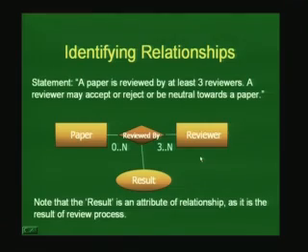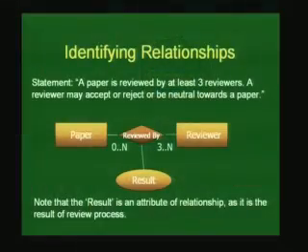Now take a look at the second half of the statement. A reviewer may either accept, reject, or be neutral towards a paper. That means the reviewer is going to give a result. The result is either accept, reject, or neutral. Now if you see carefully, the attribute called result does not belong either to the reviewer nor to the paper, because the result of a paper is actually a combination of the results of three or more reviewers. And a reviewer may be reviewing more than one paper, so you can't assign result to a reviewer as well. So the attribute called result is actually an attribute of the relationship itself.